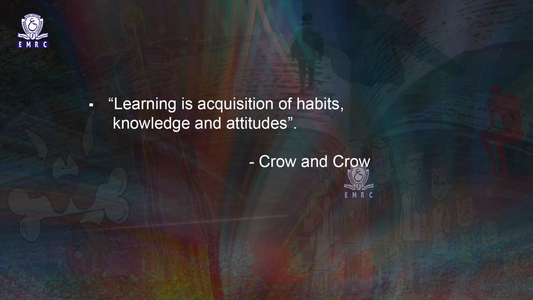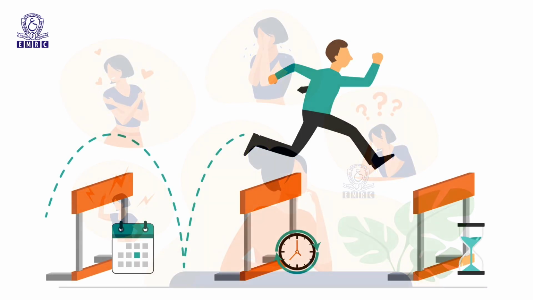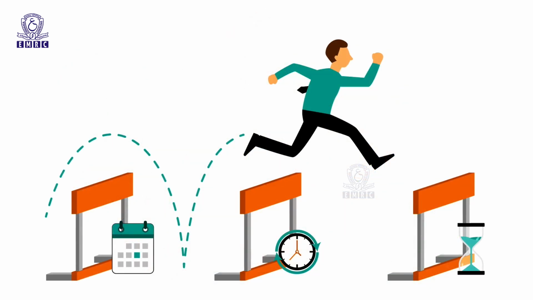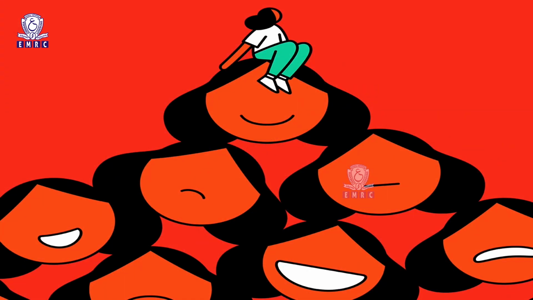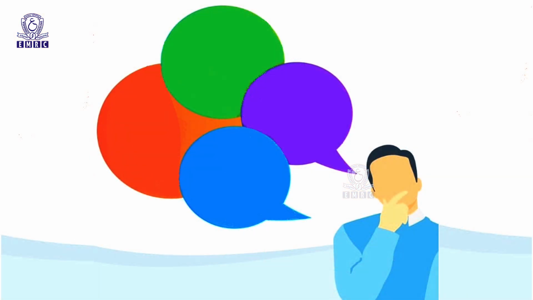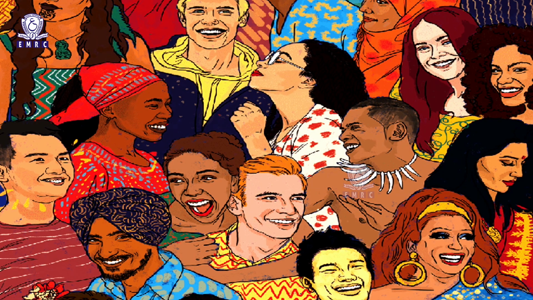According to Crow and Crow, learning is acquisition of habits, knowledge and attitudes. It involves new ways of doing things and it operates on an individual's attempts to overcome obstacles or to adjust to new situations. It represents progressive changes in behavior. It enables him to satisfy interests and attain a goal. It can be stated that learning is universal and continuous. It is not limited to any age, sex, race or culture.